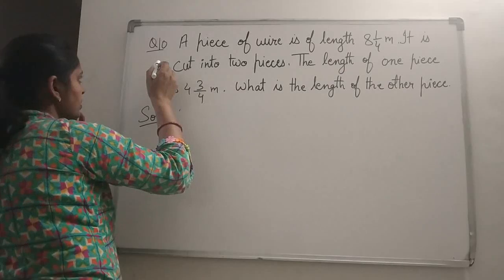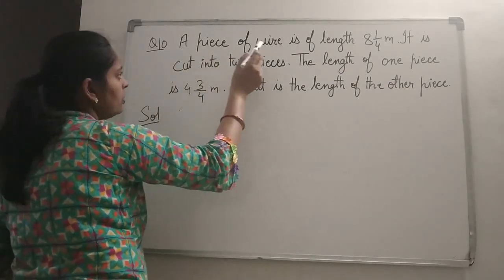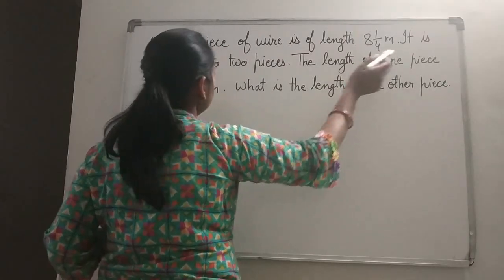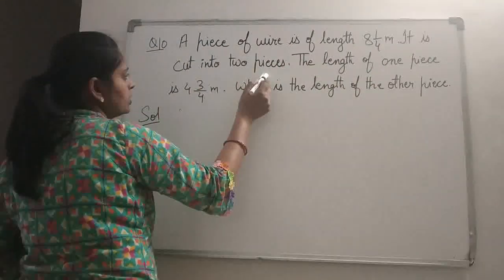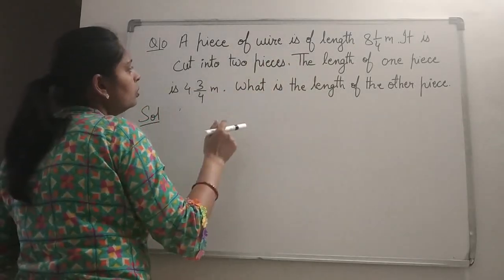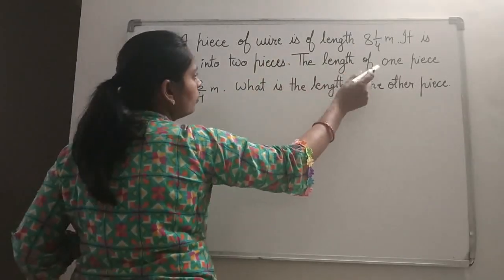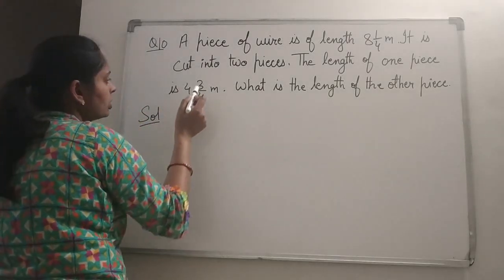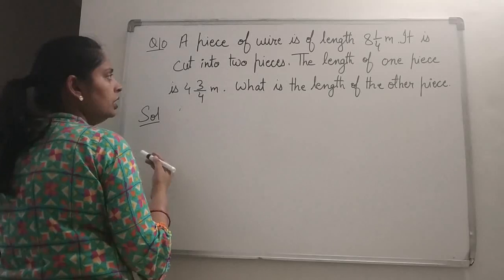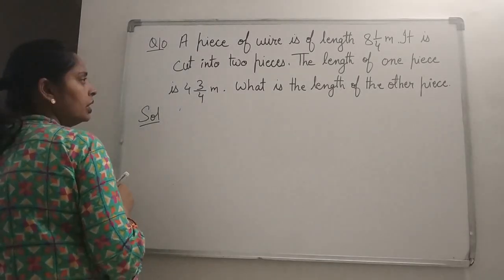Okay. Yes, the next question we are having is: a piece of wire is of length 8 1 by 4 meter. It is cut into 2 pieces. Okay, that is the length of the total wire and it has been cut into two pieces. The length of one piece is 4 3/4 meter. What is the length of the other piece? Obviously, we have to do the subtraction to get the other part.